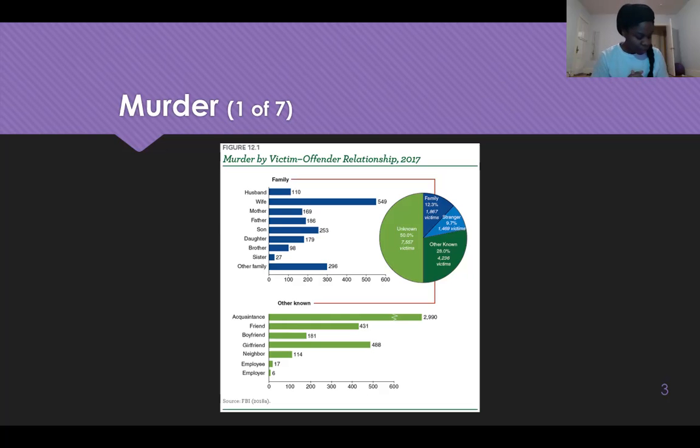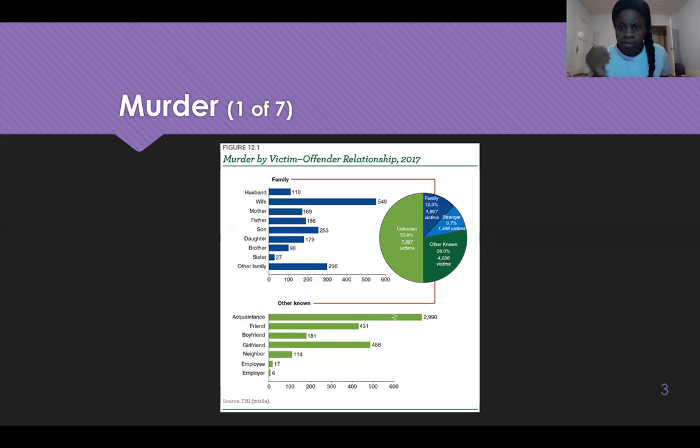Sound good? So quickly, I do want to go over what some of this data is saying with you guys, okay? Here we can see about 12% of the murder that occurred within the family happened in 2017.